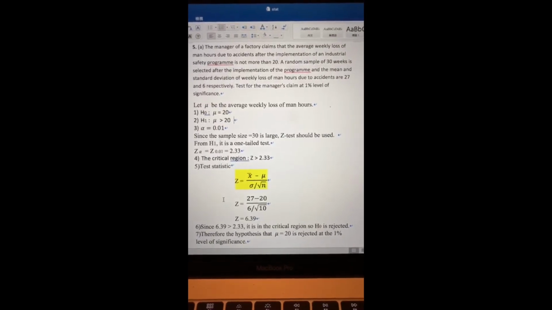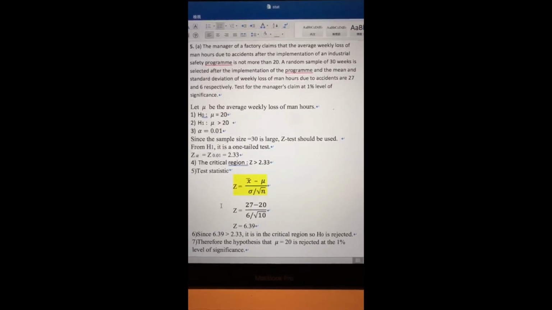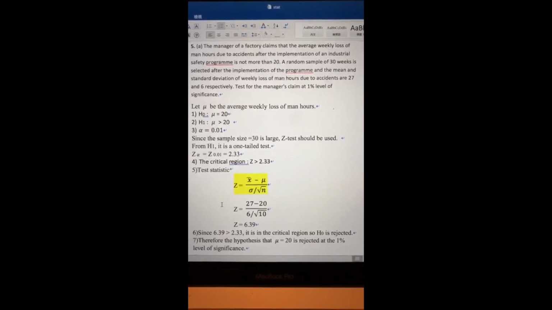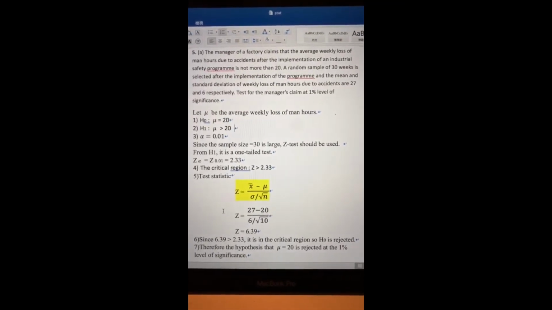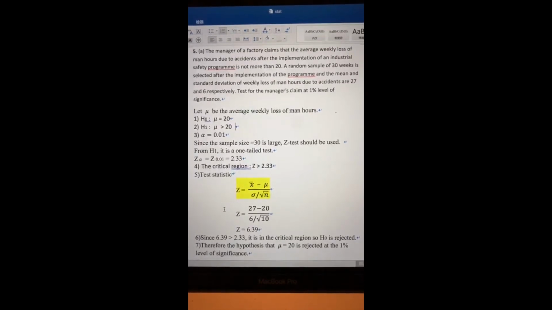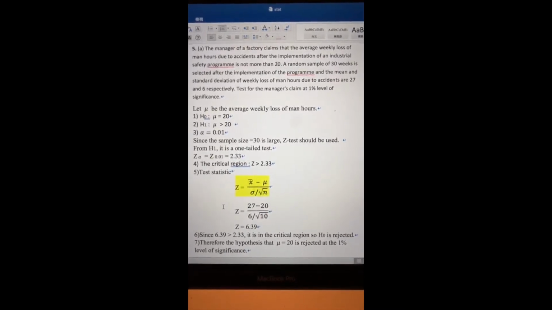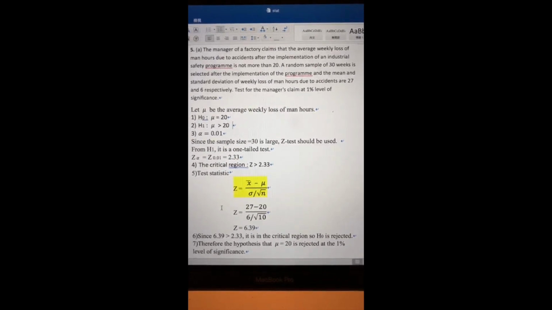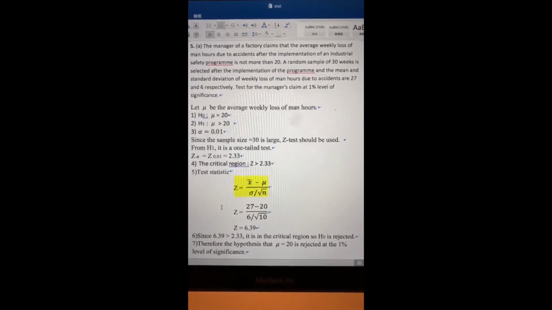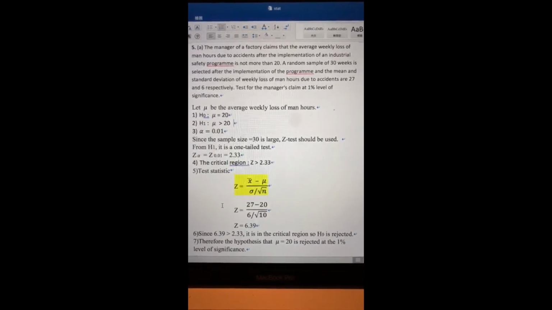The manager of a factory claims that the average weekly loss of man-hours due to accidents after the implementation of an industrial safety program is not more than 20. A random sample of 30 is selected after the implementation of the program, and the mean and standard deviation of weekly loss of man-hours due to accidents are 27 and 6 respectively. Test for the manager's claims at 1% level of significance.